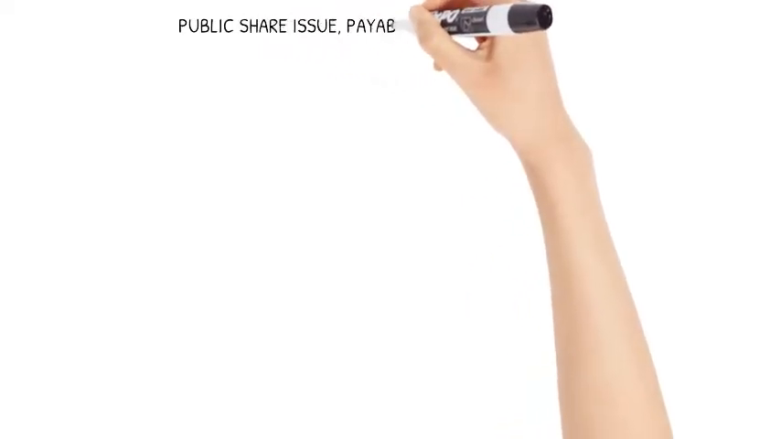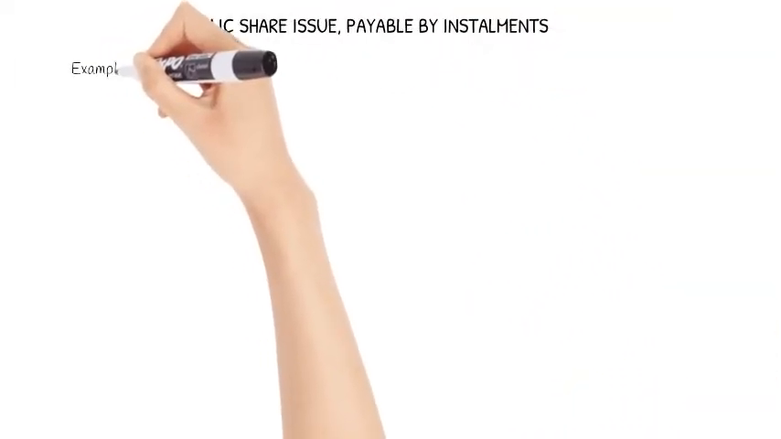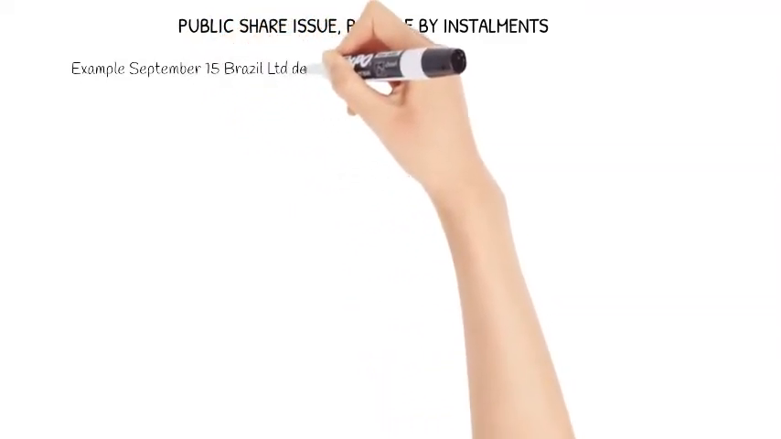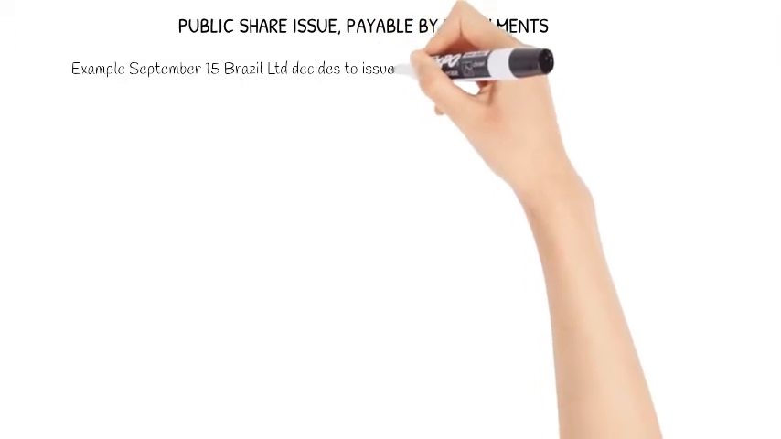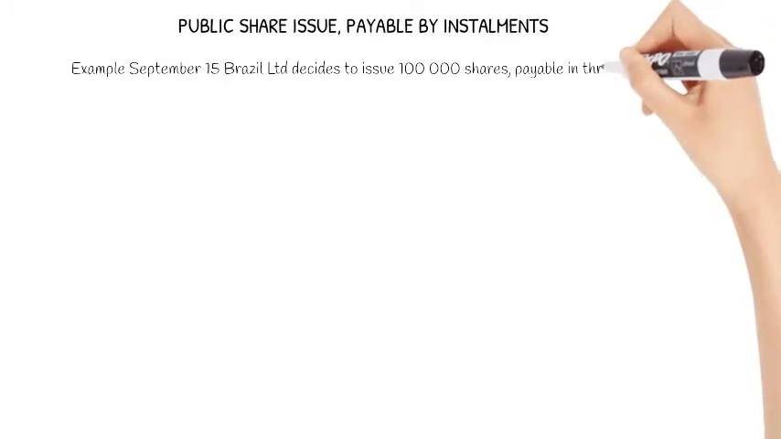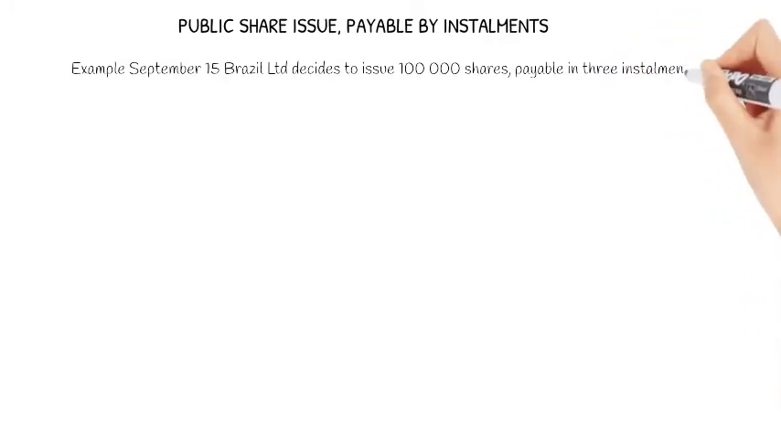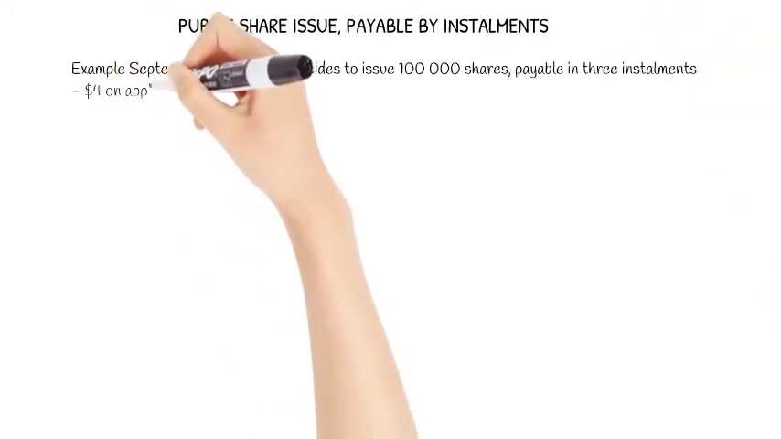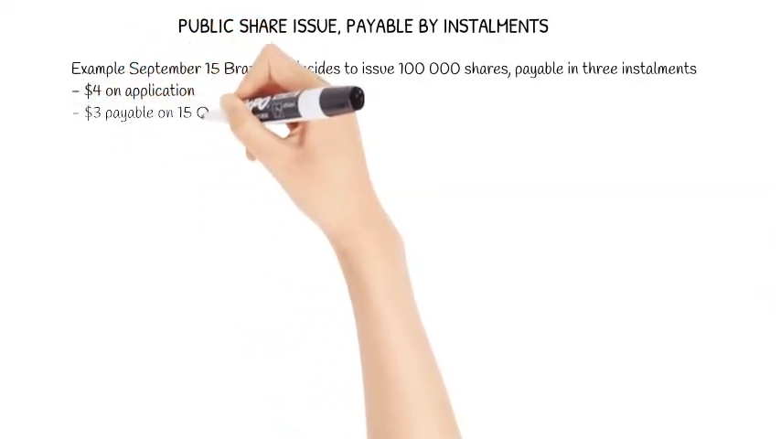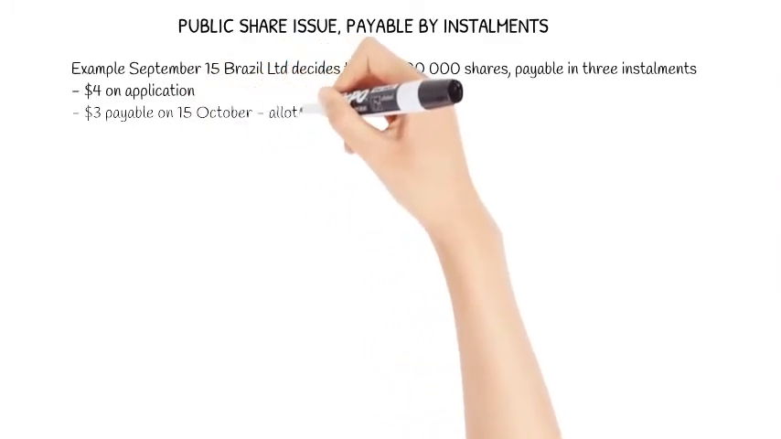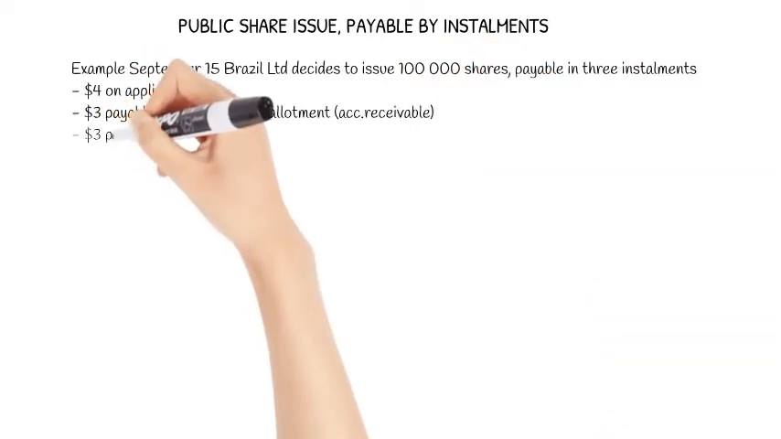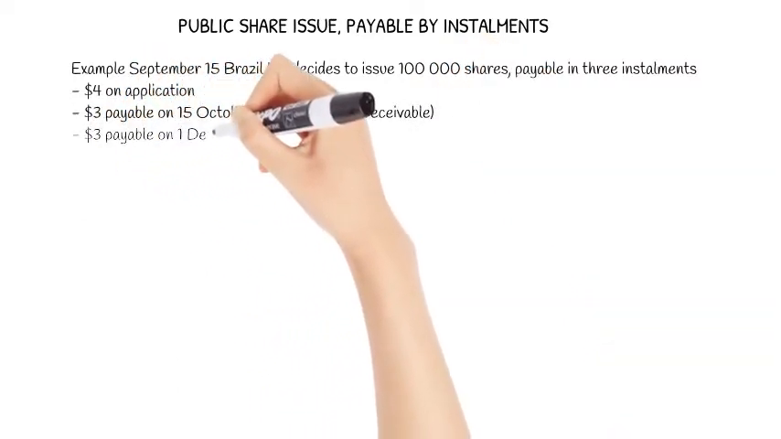Now let's look at installments. On 15th of September, Brazil Limited decided to issue 100,000 shares payable in 3 installments. The first installment being $4 on application. That means money must be sent in together with the application form. $3 is payable on 15th of October. This is similar to an accounts receivable, which is called the allotment account. And the remaining $3 is payable on 1st of December. This will be a future call. A future call is again similar to an accounts receivable.